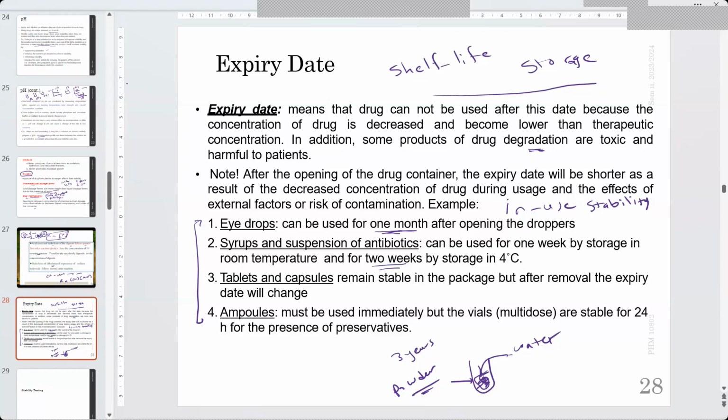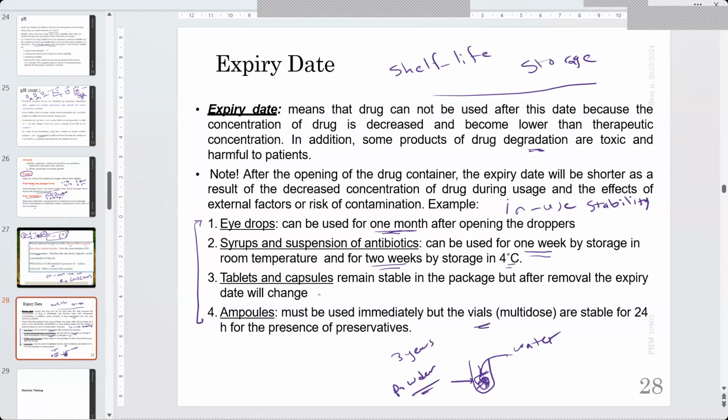If you keep them in the fridge, and 1 week if you keep them outside the fridge. Of course, the lower the temperature, the lower the rate of degradation, the longer the shelf life. For tablets and capsules, after removal from the package, stability may change. Usually we don't remove them unless we use them anyway, so it's not an issue in tablets and capsules in general. Ampoules must be used immediately because they are sterile and they don't contain preservative. Once you expose them to the environment, they may be contaminated and there will be microbial growth.